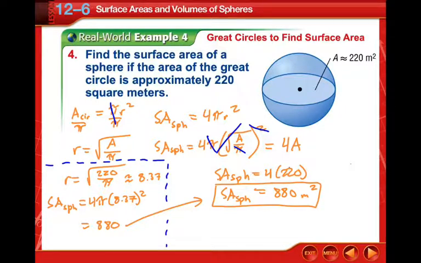So there's the way you would do it typically, but if you now know this formula, if we are given the area of our great circle, all we got to do is multiply by 4, and that's going to give us the surface area of the sphere. It's kind of a cool little twist, right?